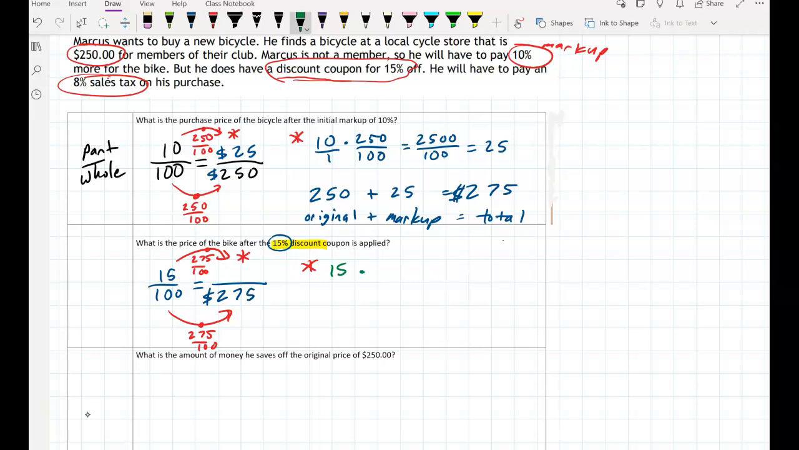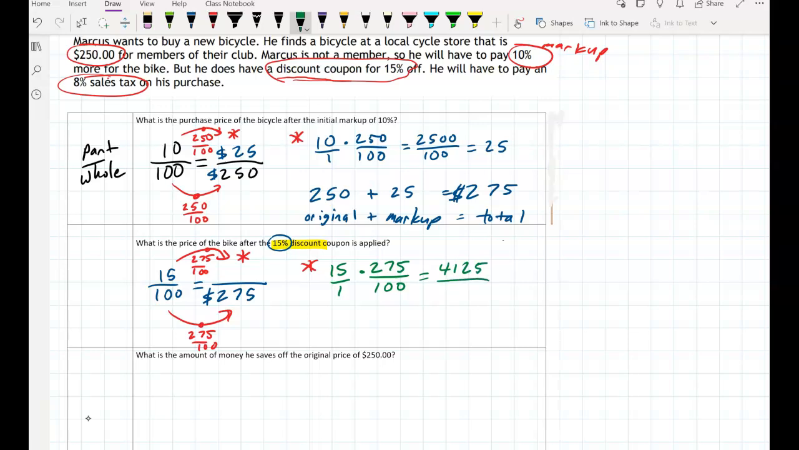So 15 multiplied by 275 over 100. We take the 15, we put it over 1 so that we can multiply straight across. And what is 15 times 275? And that amount is 4,125 according to my calculator.